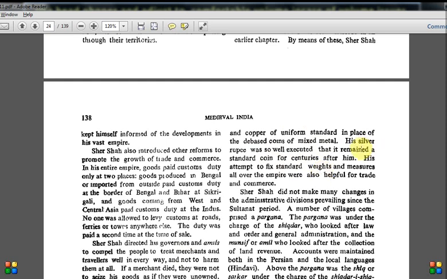Now his silver rupee was so well executed that it remained a standard coin for centuries after him. Even now, the rupee coin or rupiah coin was actually started by Sher Shah. His attempt to fix standard weights and measures all over the empire was also helpful for trade and commerce.